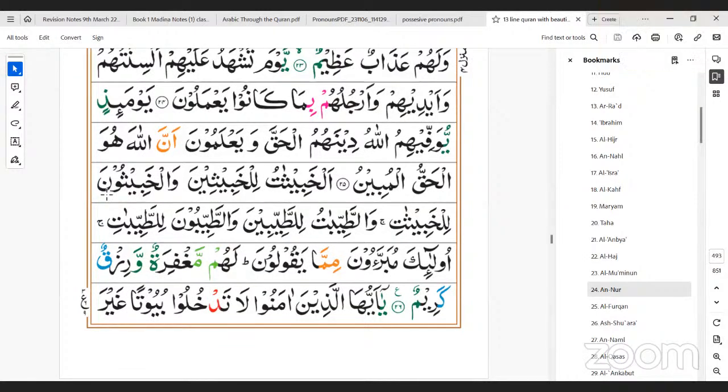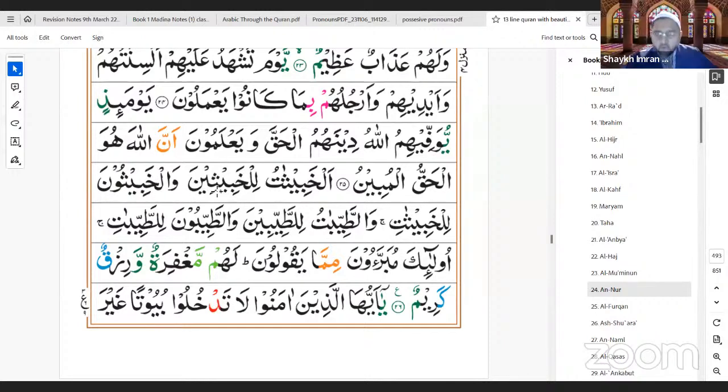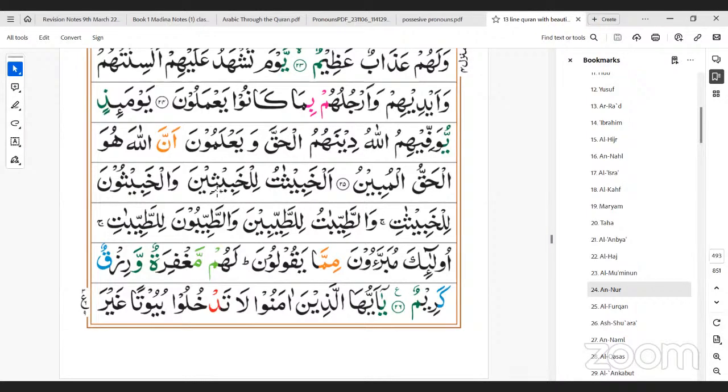Sister Tahira, yes, go ahead. I'm trying to understand. So lil khabithina is also plural masculine? It is also plural masculine. This is in the genitive state, but it's conjoined with the preposition li. Exactly.